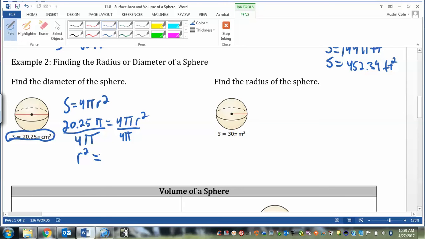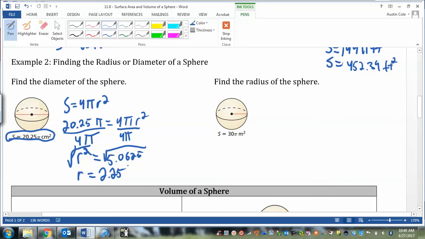R squared equals 5.0625. Do you guys agree? Yeah, I agree as well. 5.0625. Okay, how do you undo a square? Square root. Absolutely. Okay, that'll cancel those out. So you just get your radius, which is going to equal the square root of 5.0625, which is 2.25.